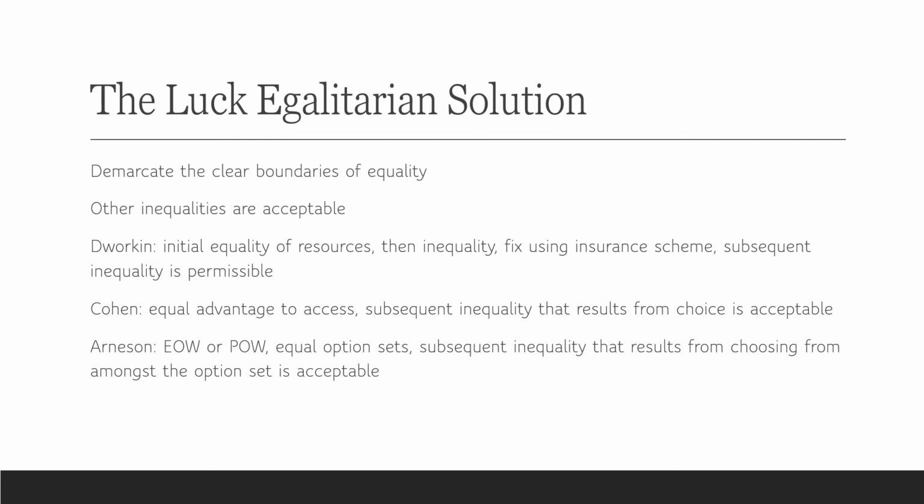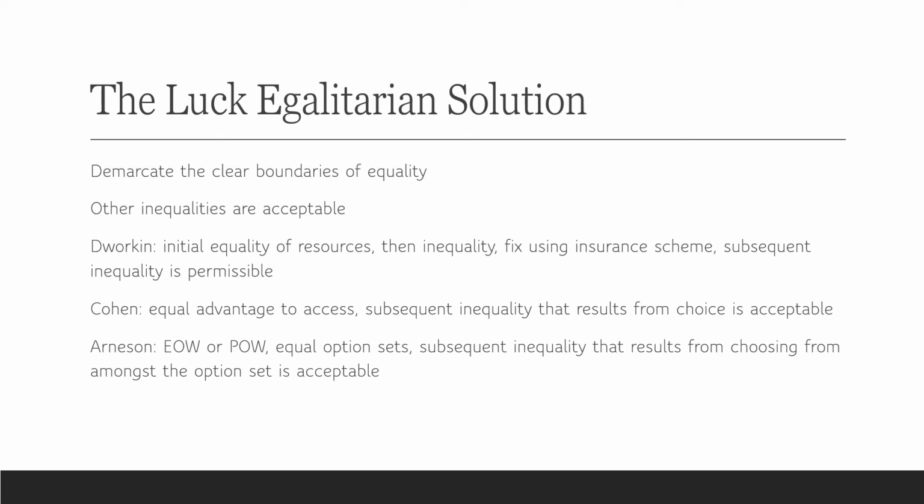So the idea here is something like: first we demarcate clearly what equality is. Then inequalities that emerge from that initial point of equality are acceptable. So for Dworkin, for example, we have initial equality of resources, then inequality we fix using the insurance scheme, then subsequent inequality driven by the market is permissible. Now, of course, there might be need to fix that over time, as he notes, but then you use the insurance scheme again, and it continues, and whatever inequality that comes in from that point is okay.